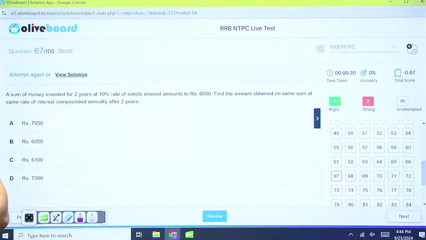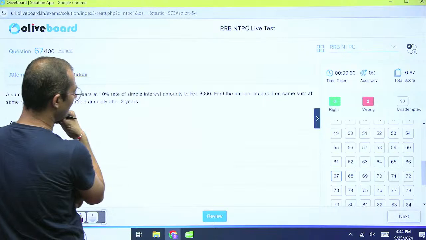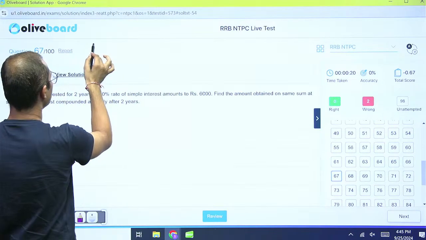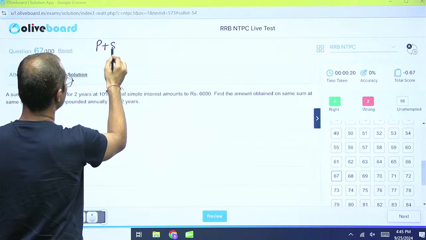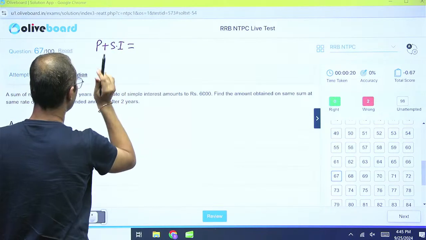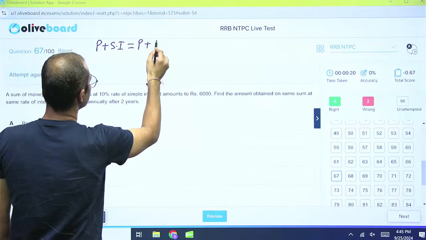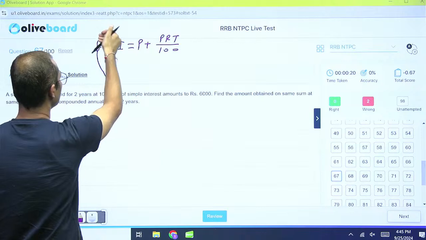A sum of money invested for 2 years at 10% rate of simple interest amounts to. So we are given the amount. Amount means simple interest plus principal, right? So we know that principal plus simple interest is equal to, right? So principal plus PRT upon 100. So this is the amount, yes or no?